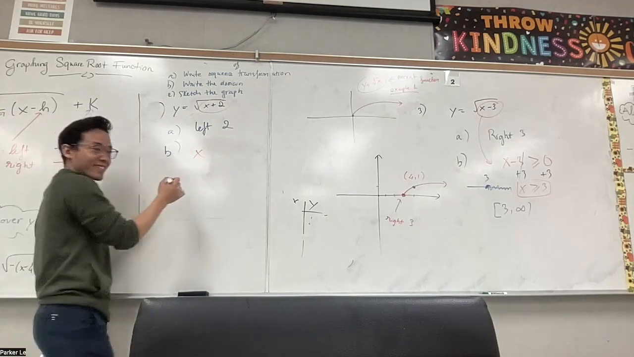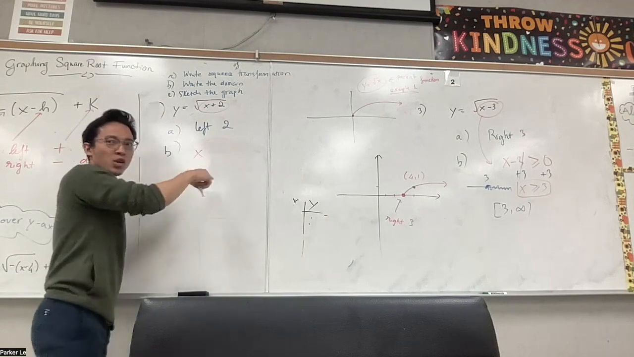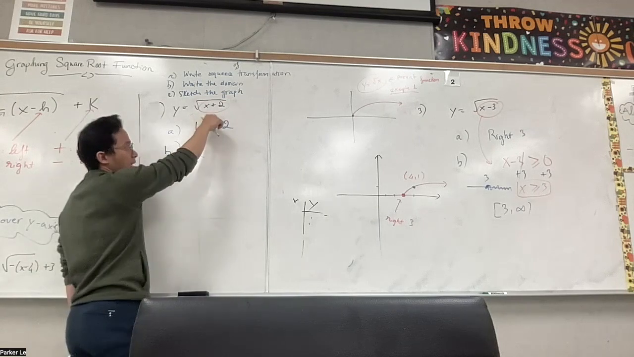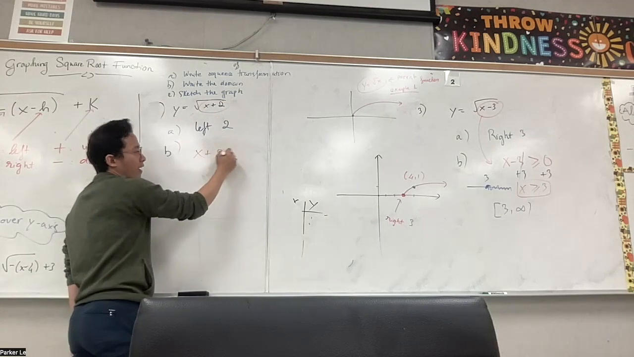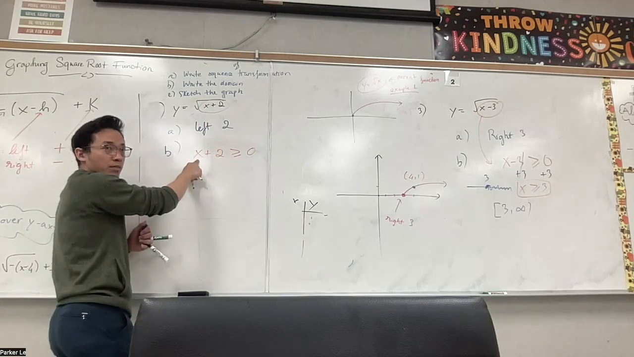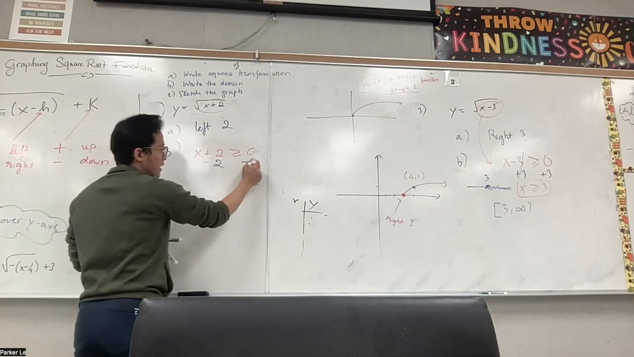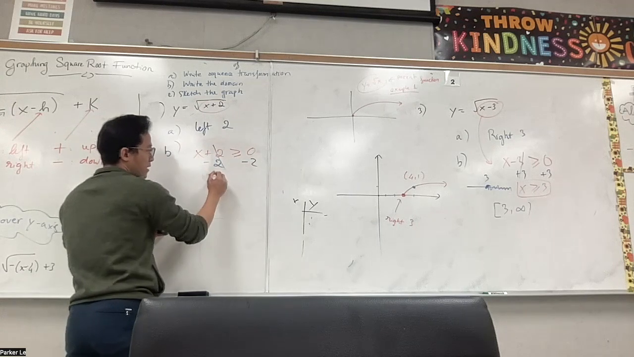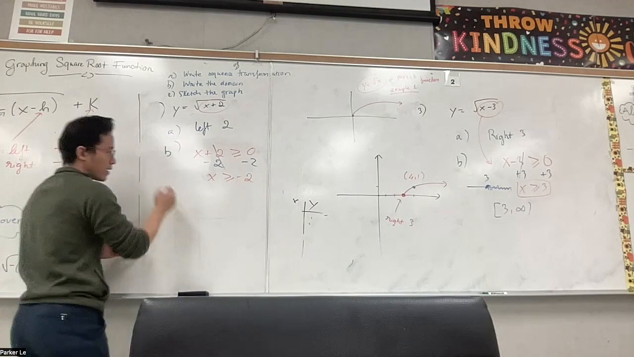Wow, okay, good. I want to show how she got that, okay? So you get the inside of the square root to be larger than or equal to 0. And then what she does is she isolates x by itself. So she minus -2, cancel out. That's how she got x larger than or equal to -2.